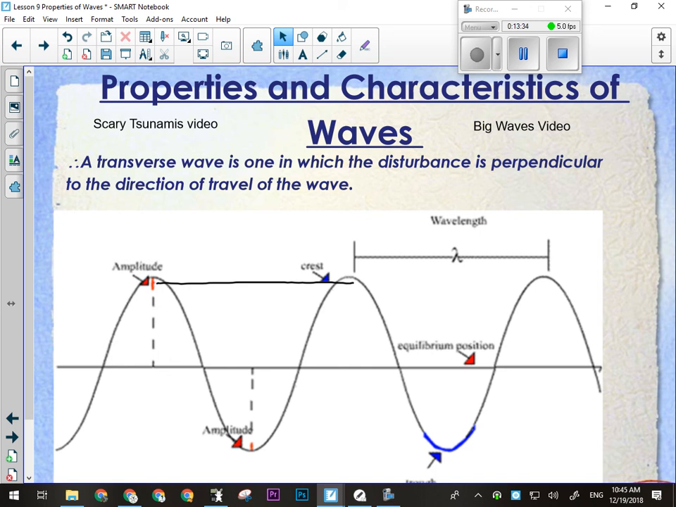Okay, so we'll watch a couple of these videos. One's on tsunamis, one's on big waves. The big waves one is like this scientist who's like a surfer. So he's saying all the scientific stuff in like the surfer dude voice. It's really a juxtaposition of things.